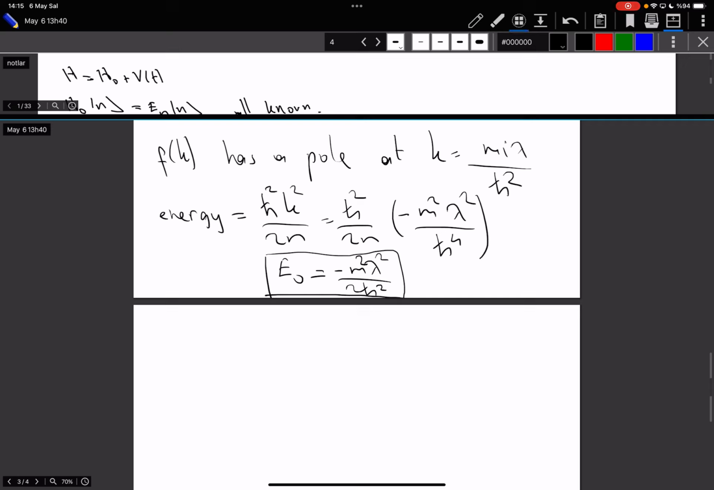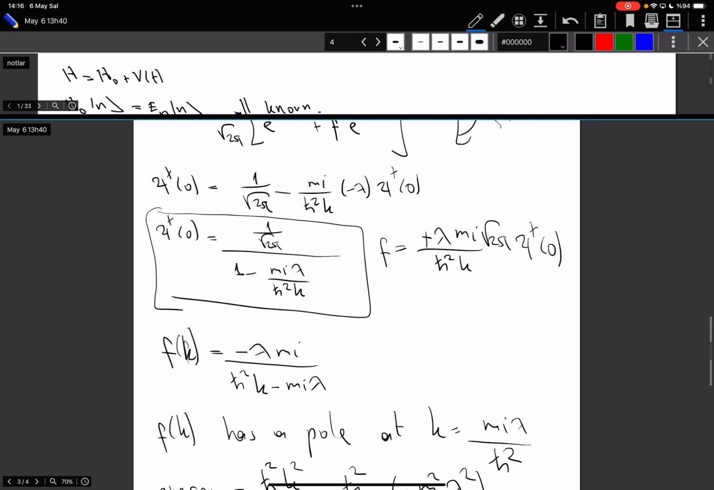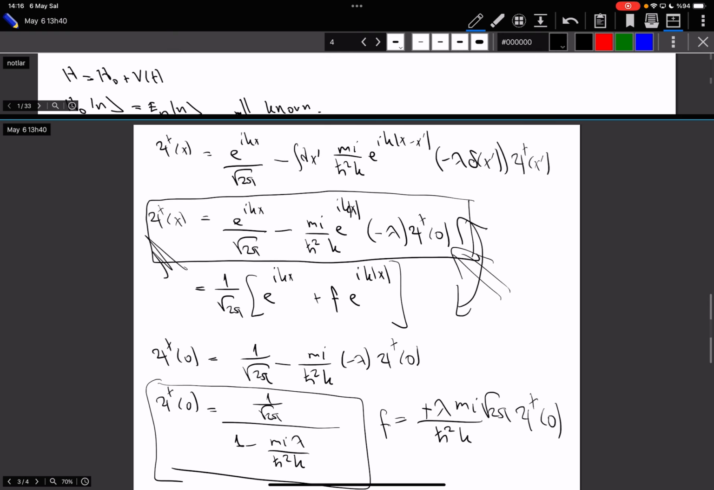Now the Dirac delta problem has a single pole, and this is the pole. It has a single bound state, and this is the energy of the bound state. And we also have the wave function of the bound state. This is the wave function of our bound state.